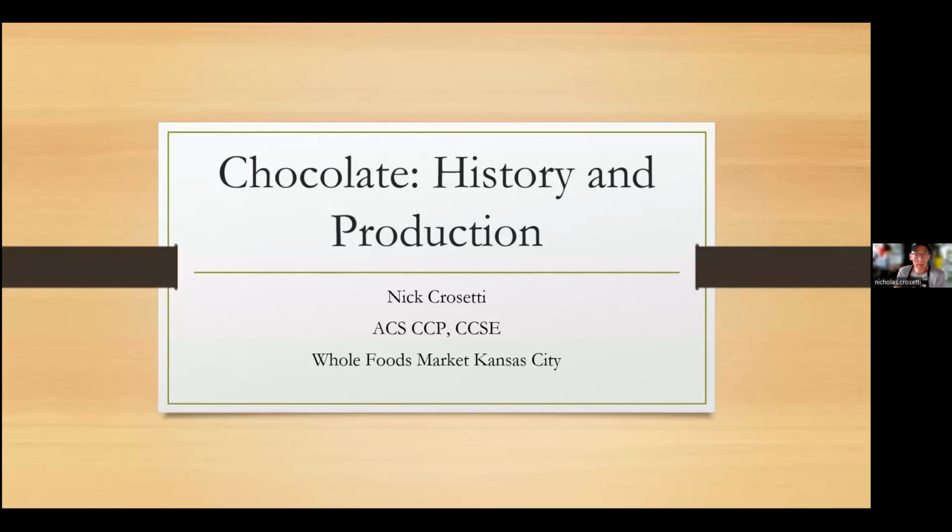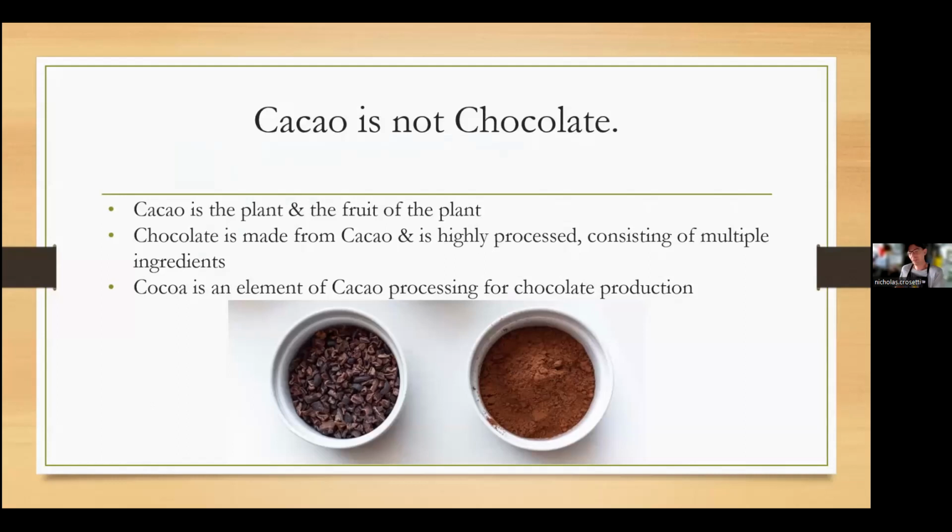So getting into it, we do want to get a few terms straight right out of the gate. Today, we're mostly going to be talking about cacao, which is not the same as chocolate. Cacao is the plant, the name of the fruit and the name of the tree. Chocolate is a product made from cacao. Chocolate is very highly processed and consists of multiple ingredients.